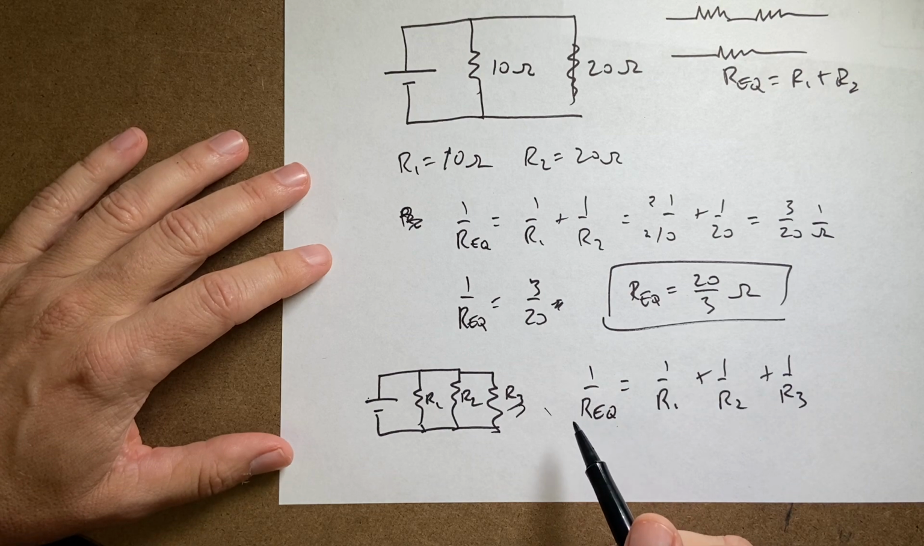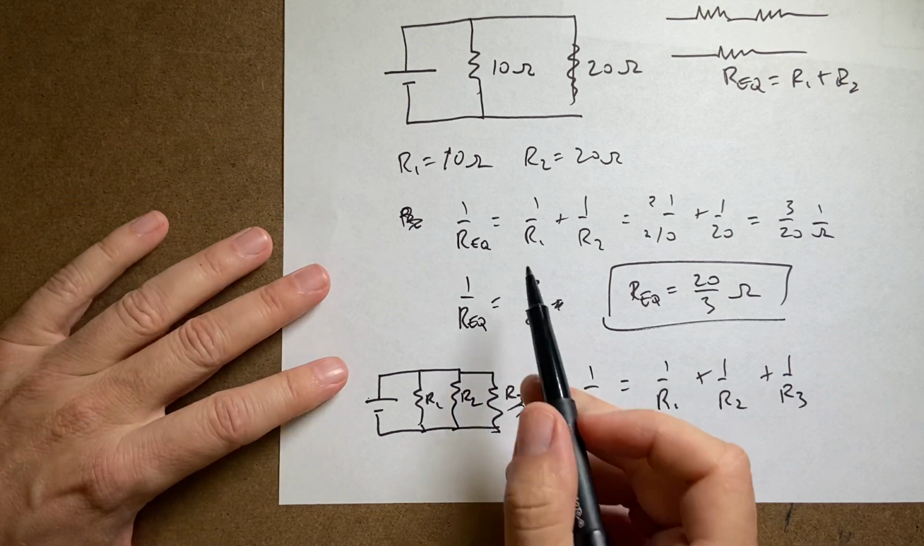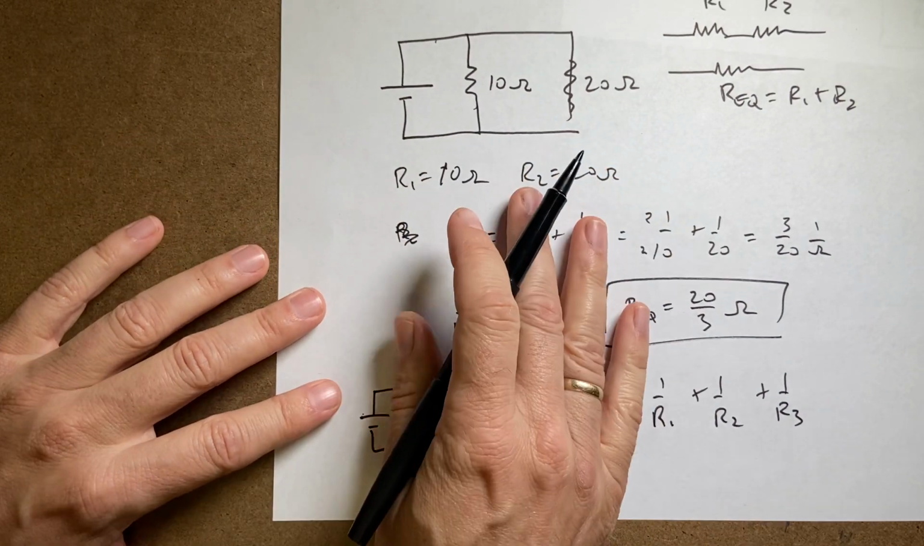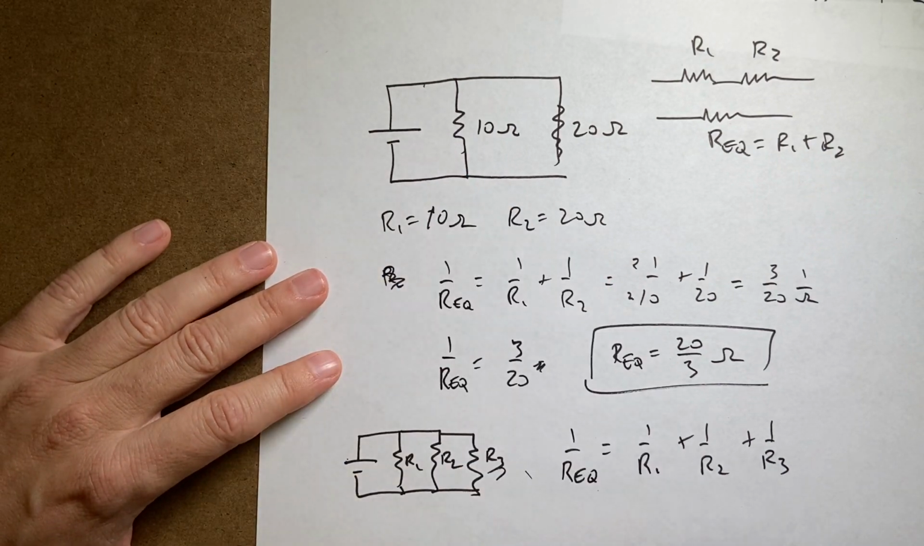And that is resistors in parallel. Now, there is something else we can do with this. It's called a current divider, and I'll show you that in the next video.